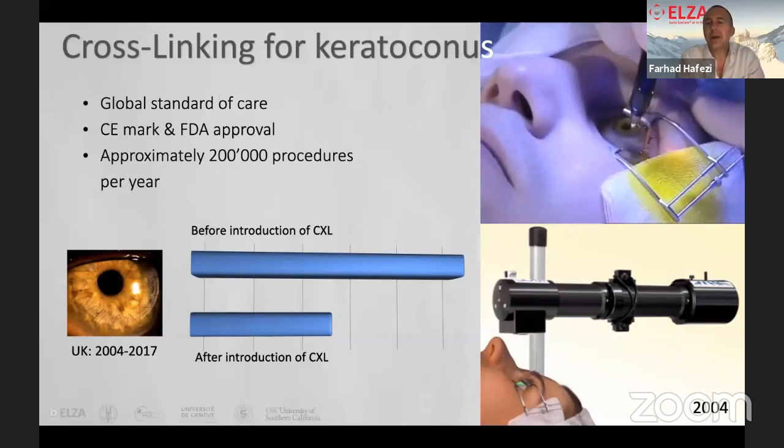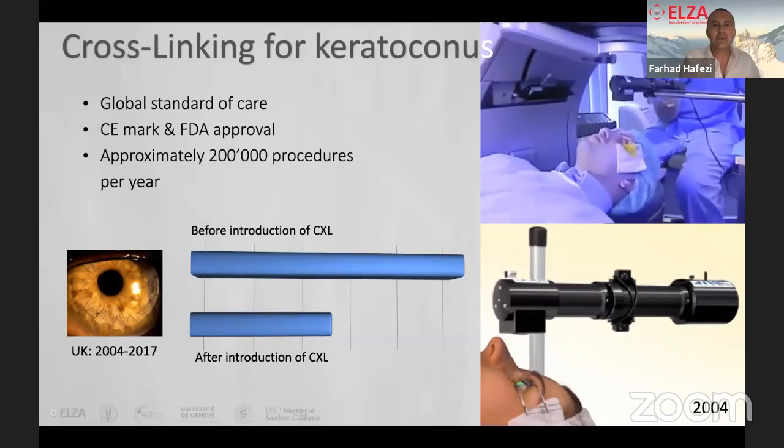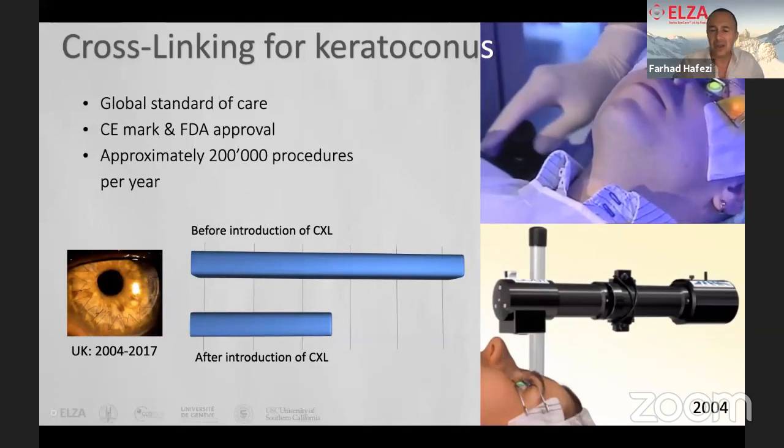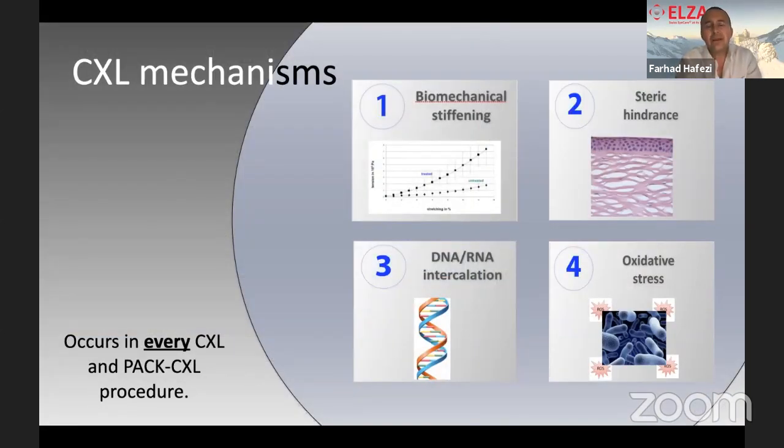Now, the second indication is keratitis. And as many of you will wonder, well, how come that you can establish a technique like CXL for keratoconus, and all of a sudden it also works in infection? Well, please let me show you this slide. And you should remember that in every CXL procedure, you do not only stiffen the cornea. This is effect number one, biomechanical stiffening. In fact, you do three more things in every CXL procedure. You stiffen the cornea, then you increase the cornea's resistance against digestion. And effect number 3 and 4 is you kill everything that lives on and in that cornea by intercalating with the DNA or RNA or by pure oxidative stress.